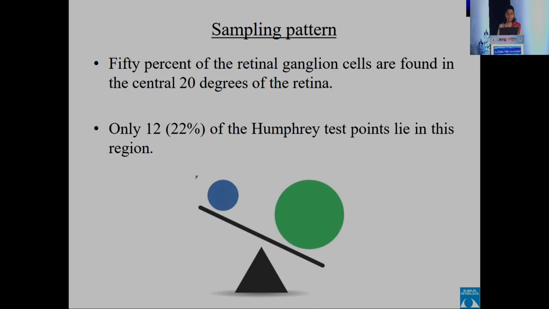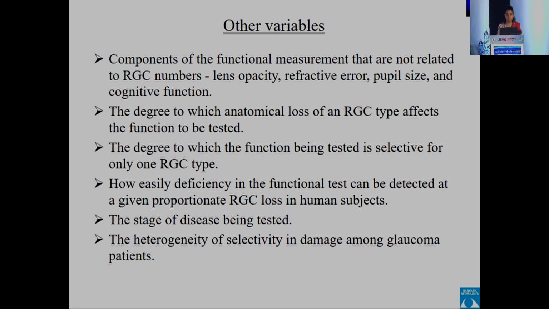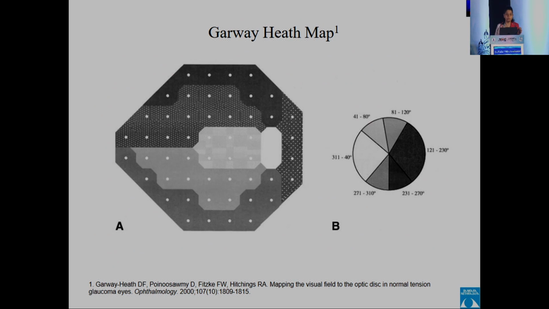Again, sampling pattern of the points to be studied affects the structure function correlation. 50% of the retinal ganglion cells are found in the central 20 degrees of retina, but only 12 points, that is 22% of the points, lie in this region. There are many other variables depending on what kind of RGCs are affected, what kind of RGCs we are studying, what stage of the disease is being tested, and the heterogeneity of selectivity and damage among glaucoma patients.